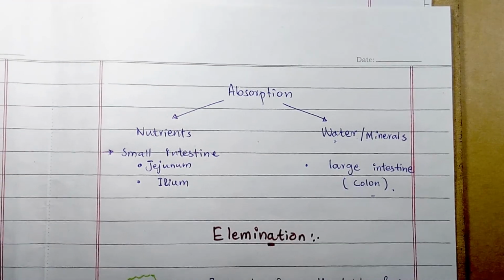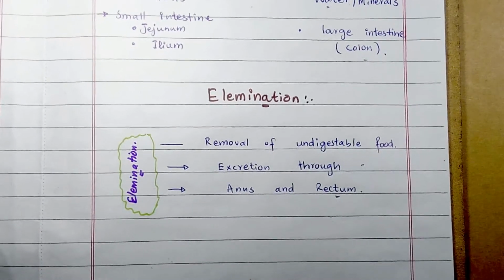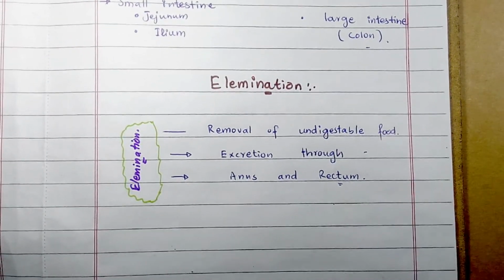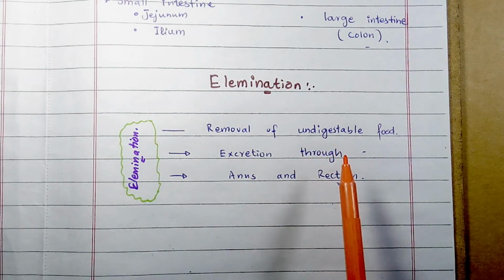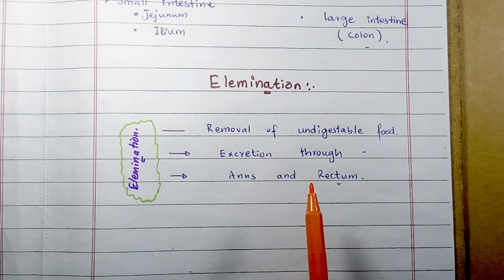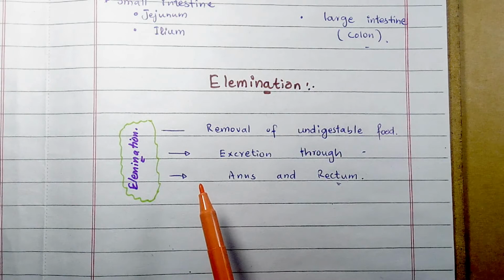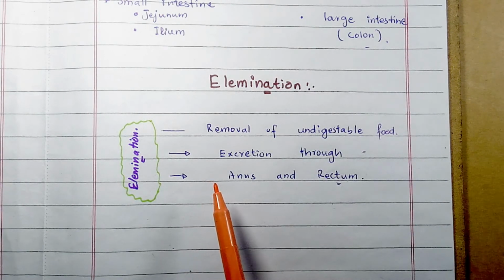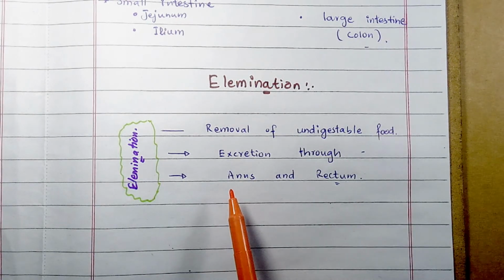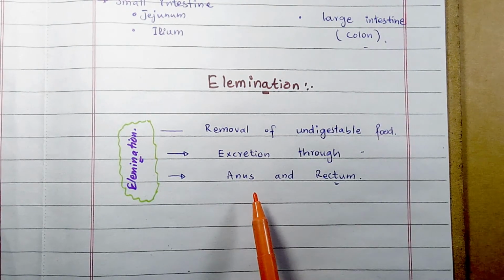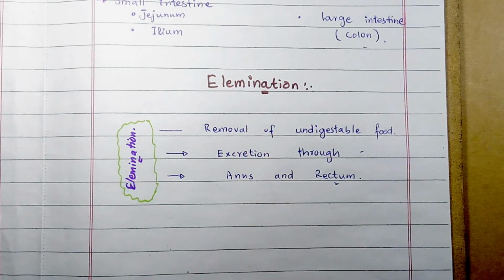Then moving toward the last and third component of the digestive system, that is elimination. Elimination is the removal of undigestible foodstuff from the body, which is useless for the body. Such useless molecules are excreted through the rectum and anus. The rectum and anus participate in the elimination process. So this is the third functional component of the digestive system.